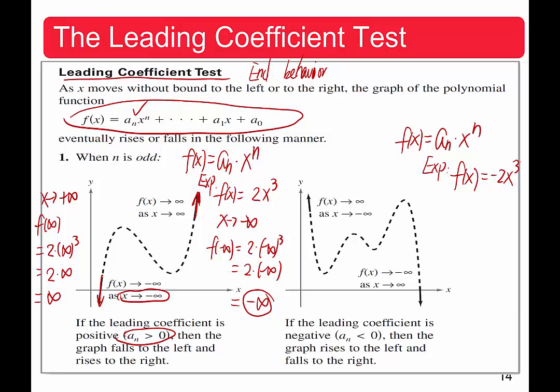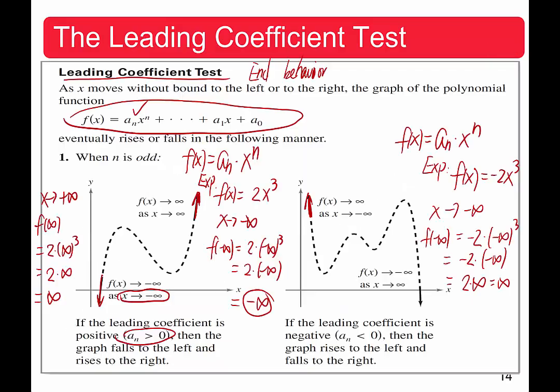Now here, when x approaches negative infinity on the left, f of negative infinity equals negative 2 times negative infinity to the third power. Negative infinity to the third power is negative infinity. The two negatives turn into a positive, so we get 2 times infinity, and 2 times infinity is still infinity. So that's why on the left-hand side it's increasing without bound.